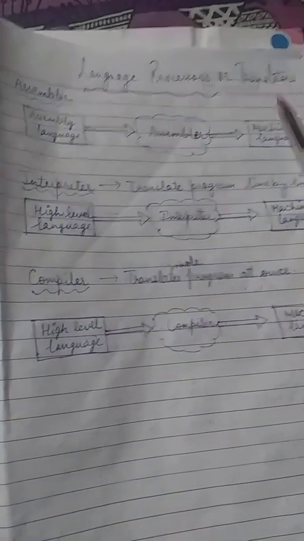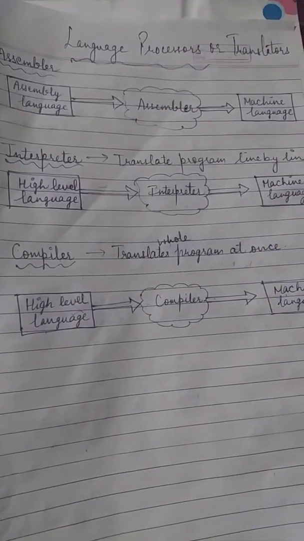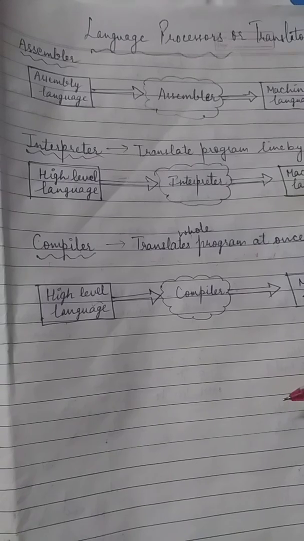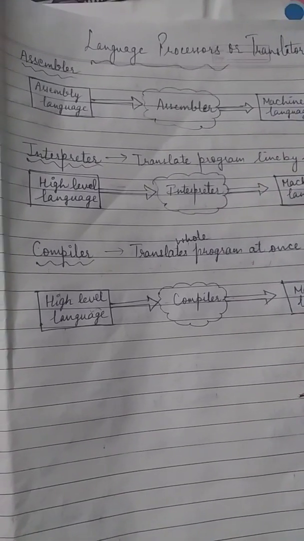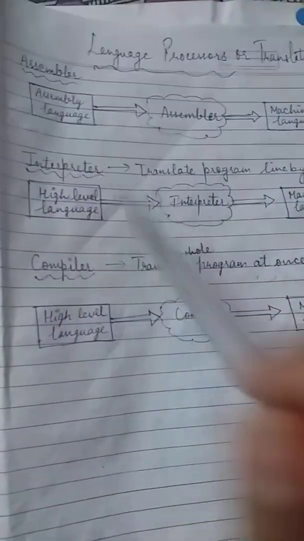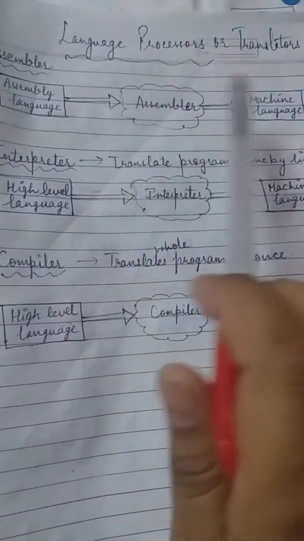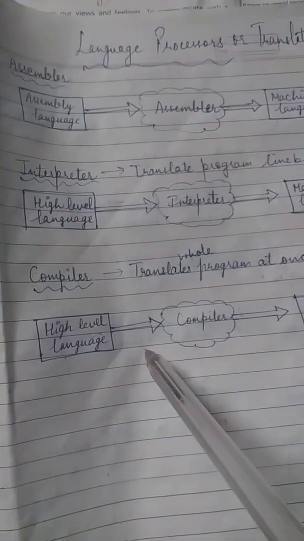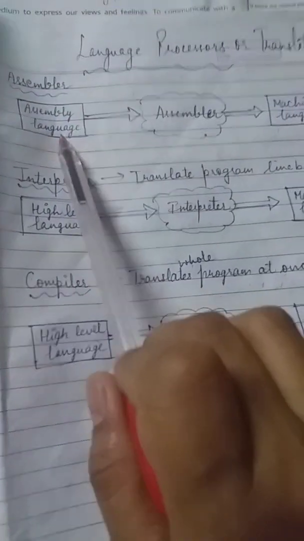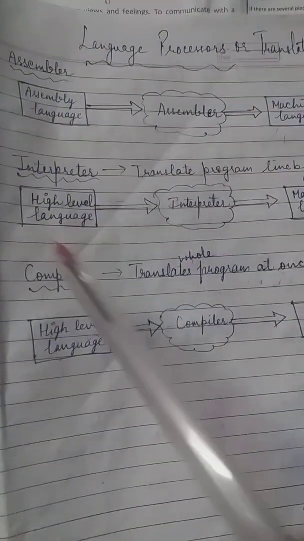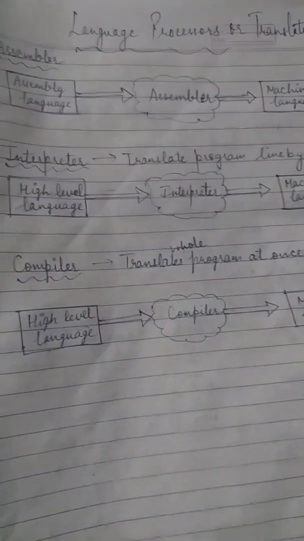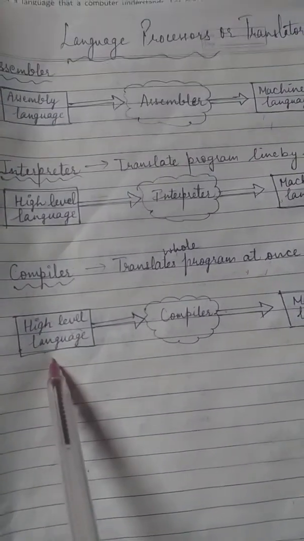So our next topic is language processors or translators. So what are the language processors or translators? As I have told you, machine level language is directly understood by the computer and assembly level language is not directly understood by the computer. So there is need of an assembler that translates this assembly level language into the machine level language. So these 3 types of language processors are there. First one is assembler that translates assembly level language into the machine level language, and the next one is interpreter that translates high level language into the machine level language, and the last type is compiler. It also translates high level language program into the machine level language.